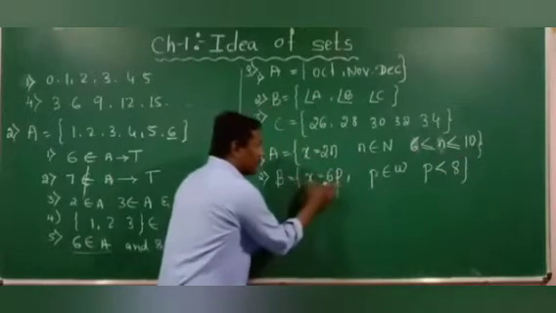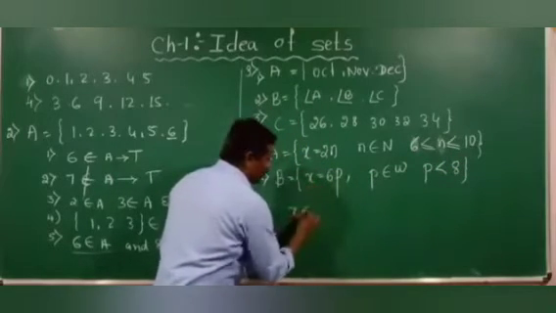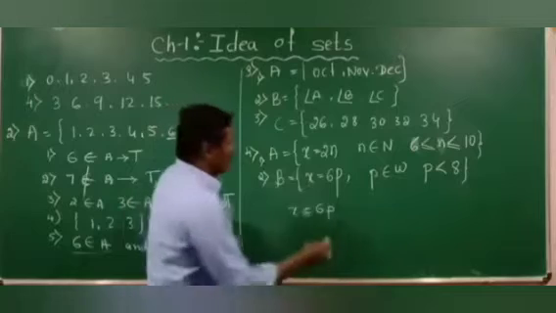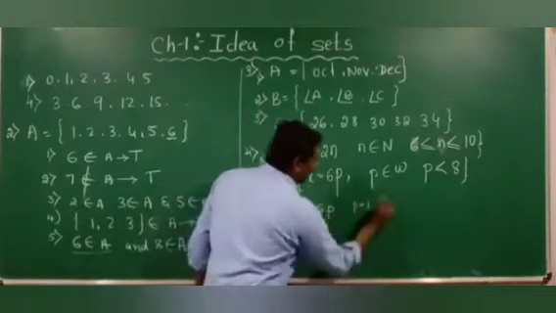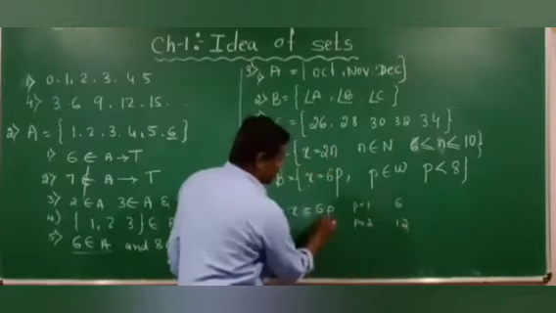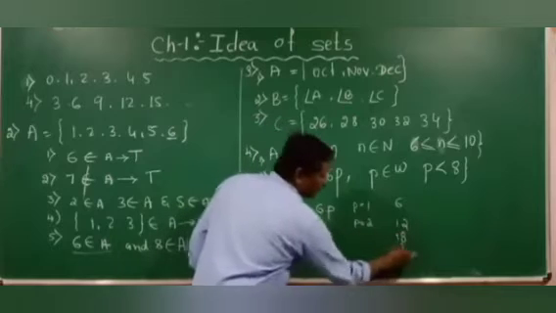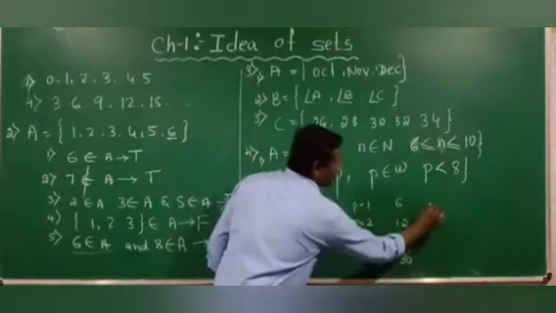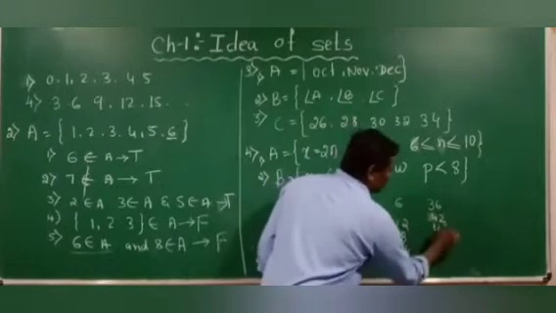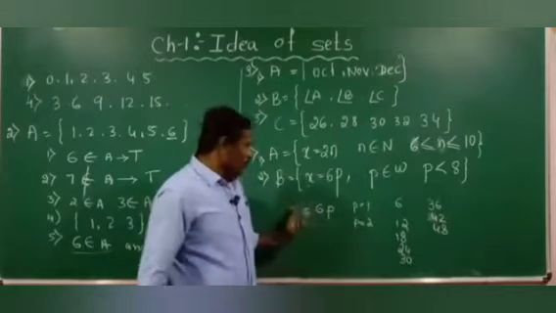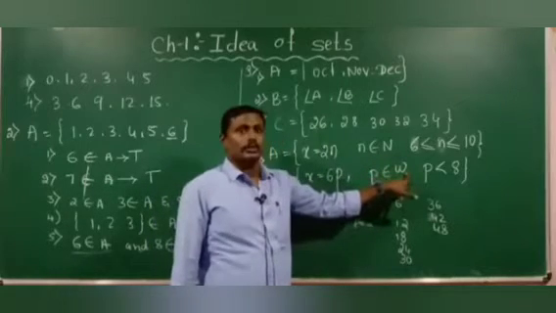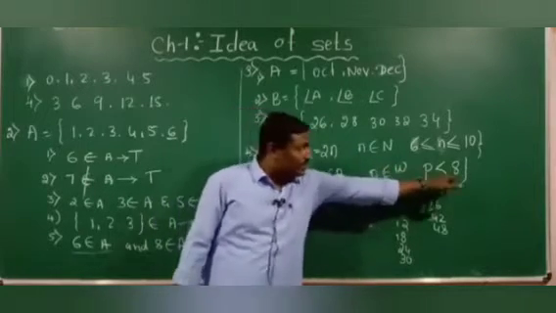It means here I am taking one particular condition, that x is equal to 6p, or you can also take x is equal to 6n also. If I am taking p is equal to 1, means 6 into 1 is 6. If I am taking p is equal to 2, means 6 into 2 is 12. 6 3s are 18. 6 4s are 24. 6 5s are 30. 6 6s are 36. 6 7s are 42. 6 8s are 48. So x is equal to 6p, that p belongs to whole number. P is less than 8.